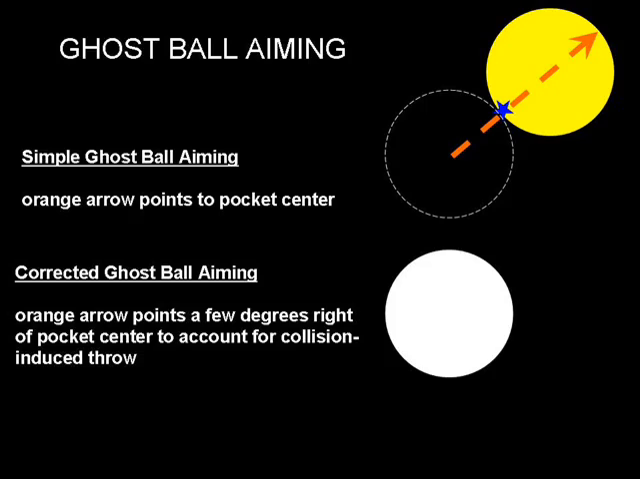You then imagine a phantom or ghost cue ball that's touching at that contact point. That's the ghost ball. And if you replaced the phantom cue ball with the actual cue ball, you'll probably miss the shot. And the reason is collision-induced throw from the friction between the balls will send the object ball a few degrees to the left, in this case, further downstream. So as a result, you do this whole process over again, but instead of pointing to the center of the pocket, you point a few degrees to the right of the pocket and get a ghost ball position. That's corrected ghost ball aiming, and when I talk about ghost ball aiming, that's what I'm talking about.